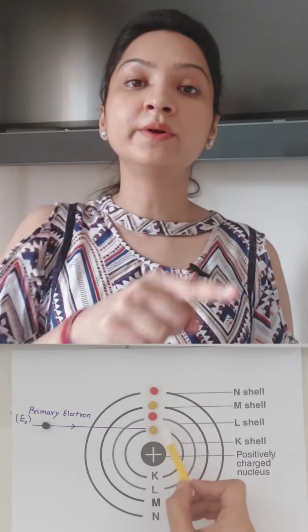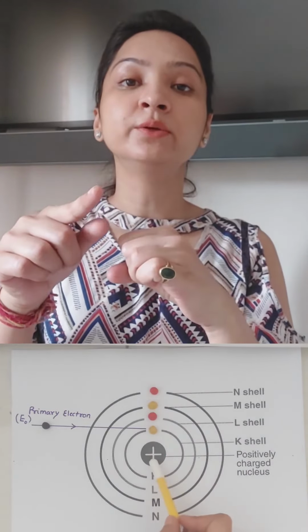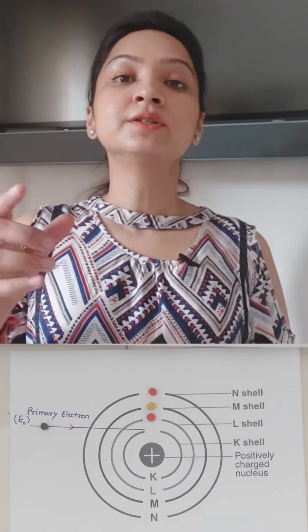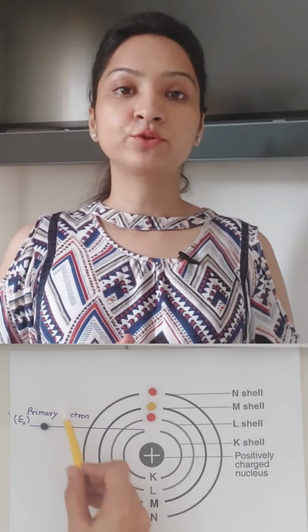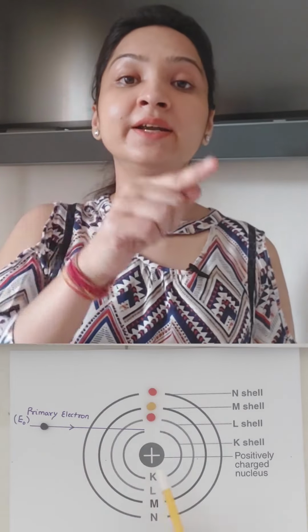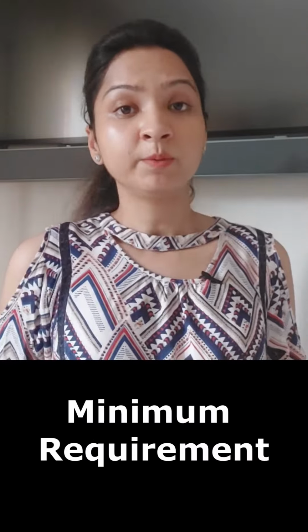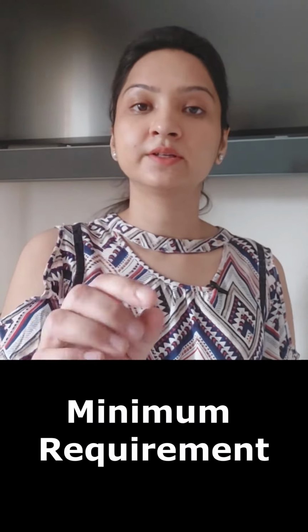Also, since the orbital electron is bound to the nucleus, if at all it is to be ejected, the energy supplied by the incident electron must exceed the binding energy of the electron for that particular shell. For any process to happen, a minimum threshold energy is needed.